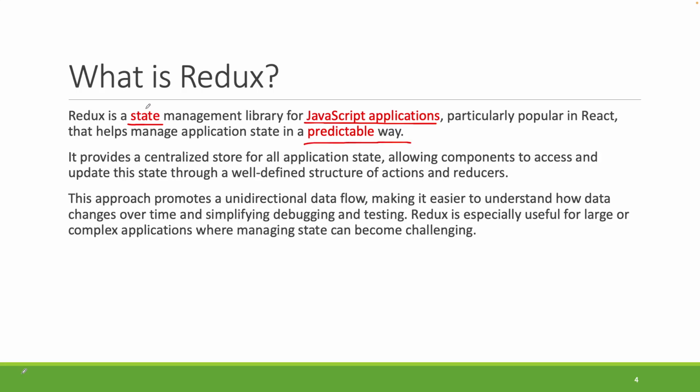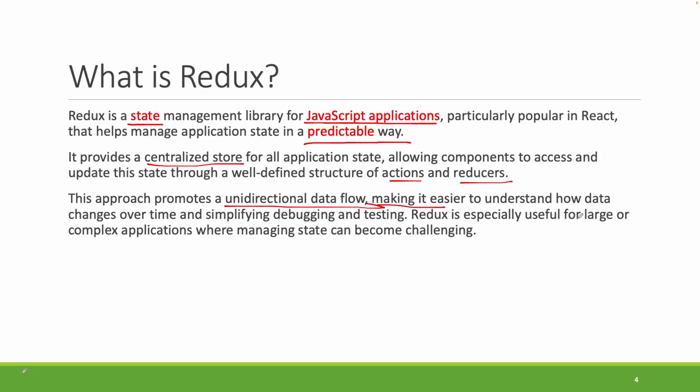We'll talk about the highlighted words here later. It provides a centralized store for all application state, allowing components to access and update state through a well-defined structure of actions and reducers. We'll talk about it later. This approach promotes a unidirectional data flow. This means, suppose I want to make a change on the state, you have to dispatch an action. If you want to listen for a change, you have to subscribe. You have to get the state by yourself, making it easier to understand how data changes over time and simplifying debugging and testing.